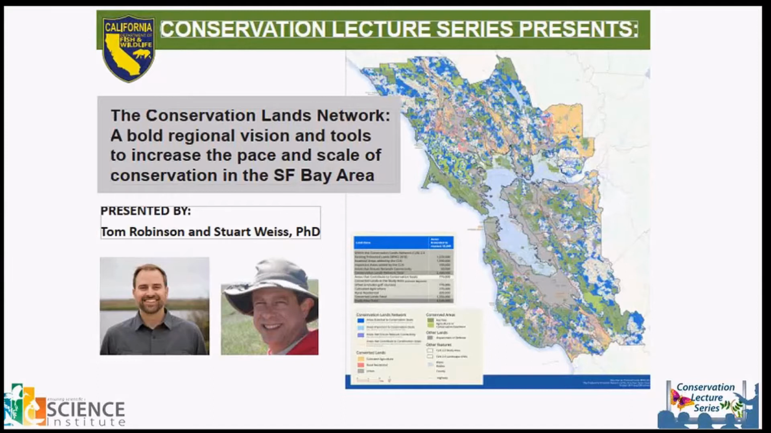Our second speaker today is Dr. Weiss. Stu serves as science advisor to the Conservation Lands Network, and he has research experience in everything from conservation and population biology, microclimate characterization, and also statistical analysis. He has worked for over 15 years at the Center for Conservation Biology at Stanford University.